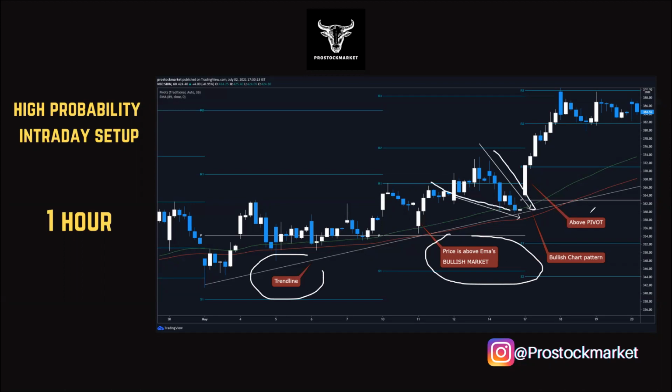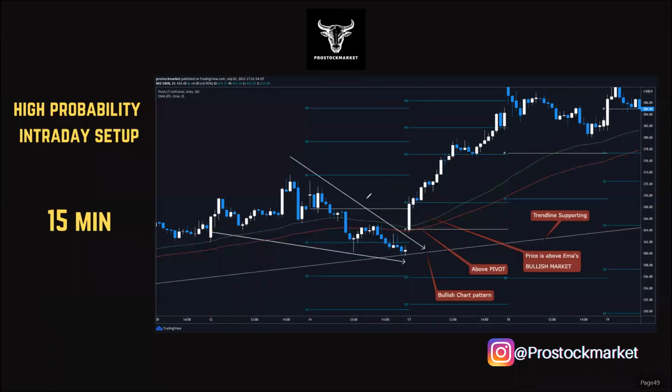Okay, price is above the EMA pivot here. This is a bullish chart pattern, so we've got all the confirmations. Now what we do is go to the 15 minutes time frame and identify whether price is above the EMAs in the 15 minutes time frame.